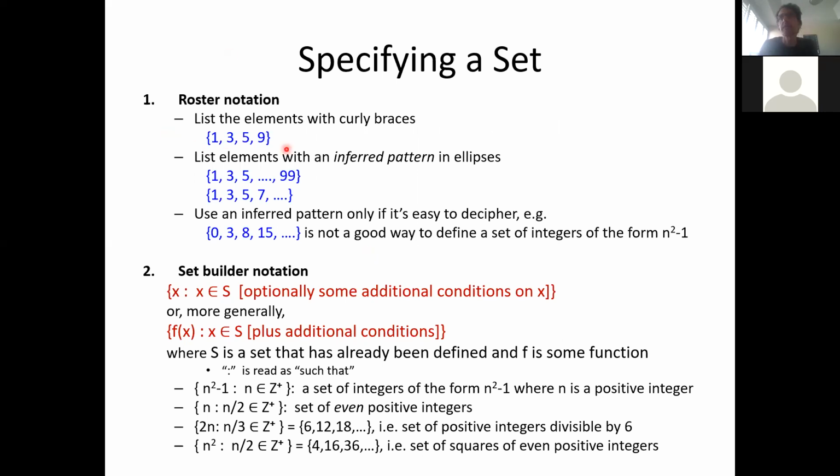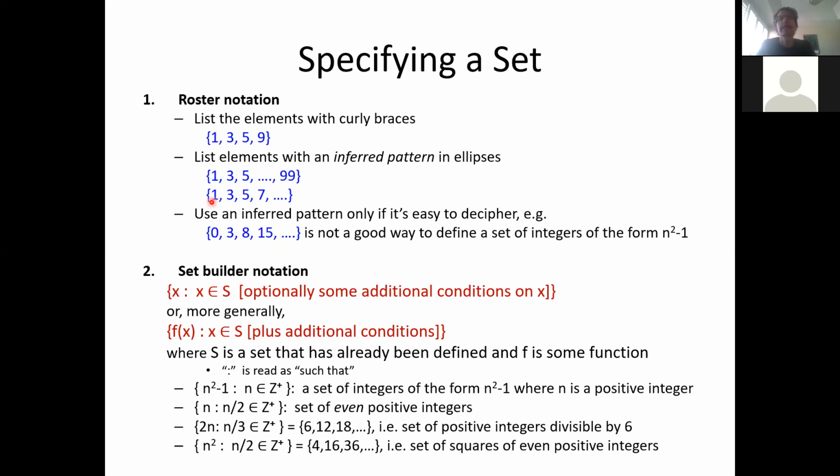Listing elements using curly bracket notation is called the roster notation. So using the roster notation, I can list the elements of some set of 4 elements: 1, 3, 5, 9. You can use the ... as a kind of inferred pattern. So rather than write a set of odd integers between 1 and 99 using 50 or 49, I don't remember, characters, it's enough to just say 1, 3, 5, ... because somebody will understand that's the pattern you mean.